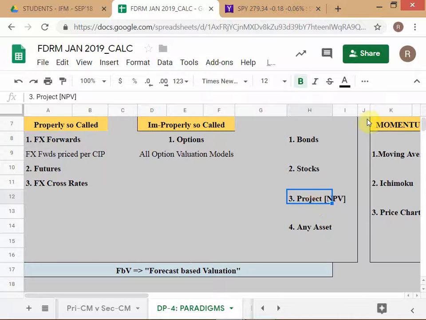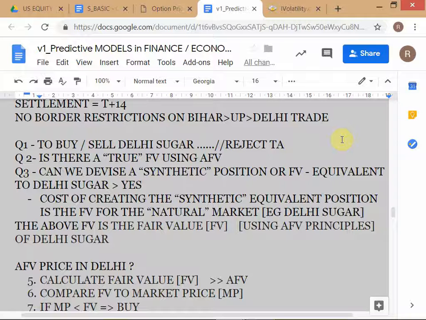So here the principle is that the cost of creating the synthetic equivalent is the fair value for the natural market. Natural market here is Delhi sugar. This is not a very elegant term, natural market, but I've used it to contrast it with the synthetic market. I'm contrasting it with synthetic, so I'm using the word natural. So in this case the natural market is Delhi sugar. So the above fair value is the fair value using AFB principles. This is where I'm using the language. You have to understand the language also.